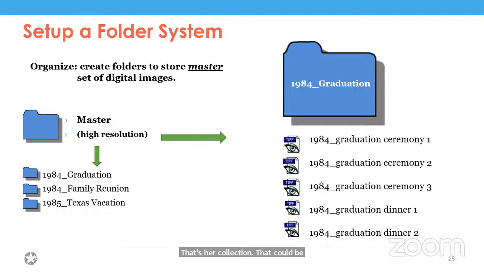And within that folder, you got 1984 graduation. And then you've got the ceremony photographs. You've got the graduation dinner photographs. Those are in those folders. You got another folder where there was a 1984 family reunion and then a 1985 Texas vacation. All of that's within that structure. You can use descriptive names to help identify the files, but just keep it brief. Probably ideally briefer than this, but that's fine.